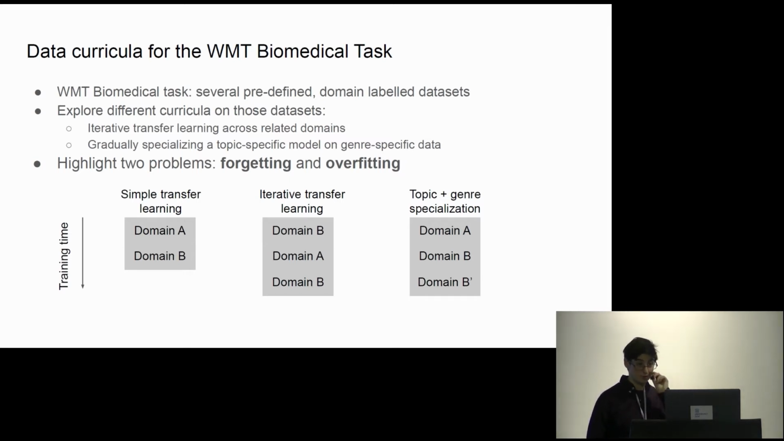So the traditional way to do domain adaptation is you have one pre-trained model, one new domain, and you transfer from the pre-training domain A to the new domain B. And I explore a couple of variations on that. The point of this section is not to show astonishing new results, although there are a couple of interesting outcomes, but to highlight 2 problems with this kind of approach. Those problems are forgetting and overfitting.